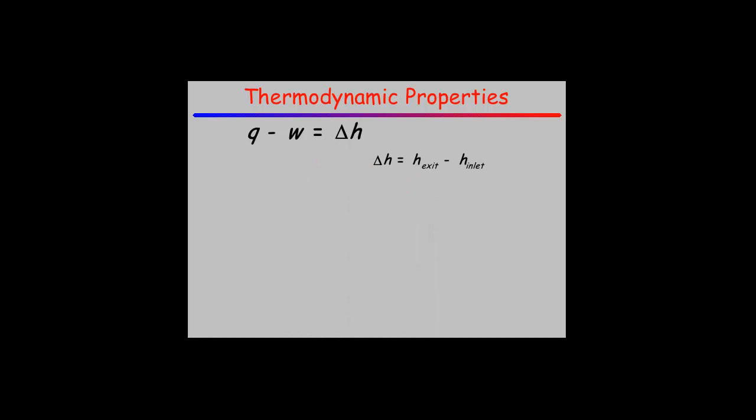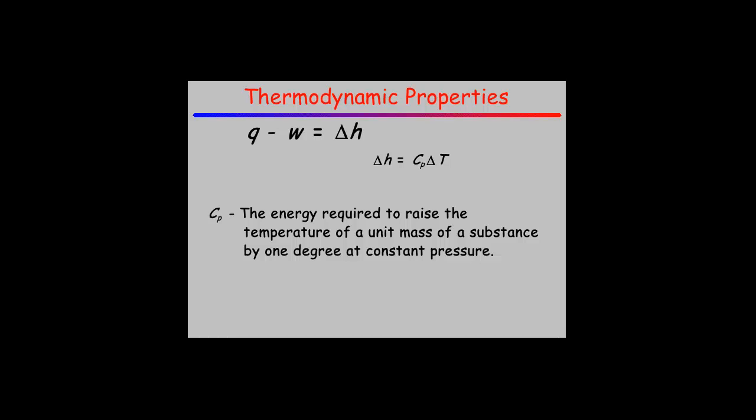If the phase and pressure of a substance remains constant during a process, then the change in enthalpy is also equal to the specific heat multiplied by the change in temperature. The specific heat is defined as the energy required to raise the temperature of a unit mass of a substance by 1 degree. There are two kinds of specific heats. The specific heat at constant pressure, denoted here by C sub P, and the specific heat at constant volume, C sub V.